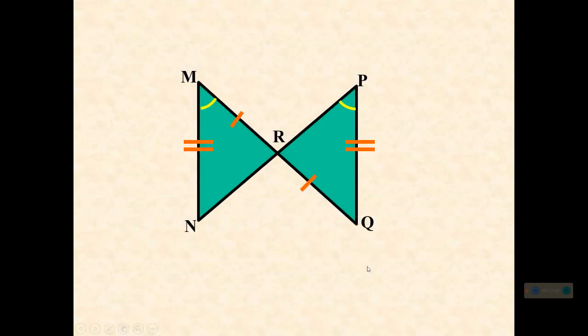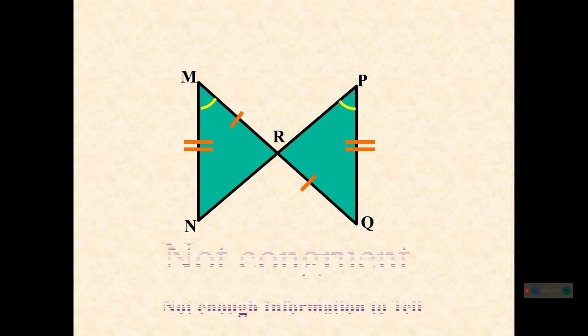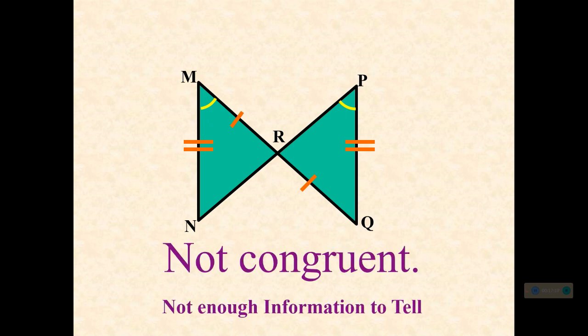Next, how about this one? What can you say about these figures? They are also not congruent. Yes, you may not use SAS here because on the other figure, there are no tick marks on the other side, inside RP.